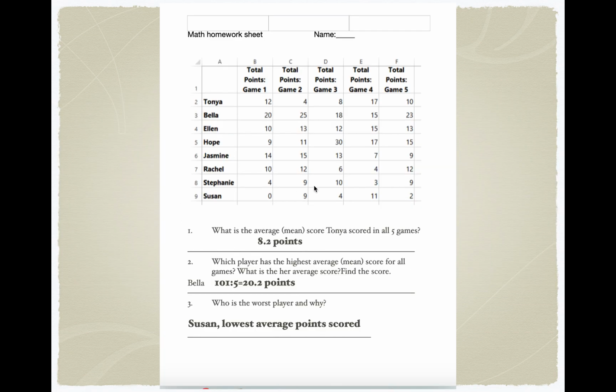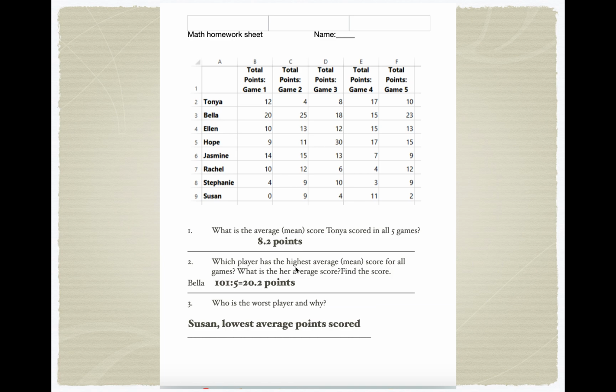Now, we're going to first of all check the homework from last lesson. So this is the first homework sheet. What is the average mean score Tonya scored in all 5 games? So you should have about 8.2 points. You have to add all of them and divide it by 5. Hopefully I got this right.